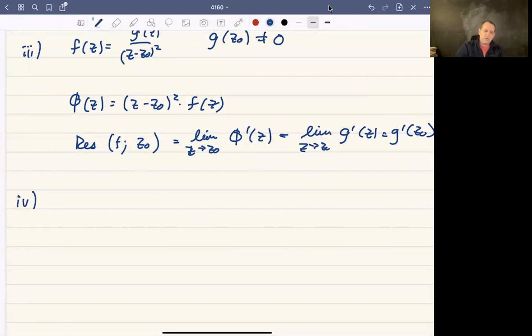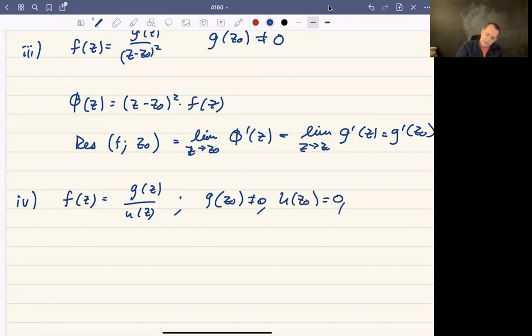There's one that I'm going to walk through the calculation for, and that's when f is g over h. The calculation really only works in this case when you have a pole of order 1. So here we're assuming that g of z naught is non-zero, h of z naught is 0, h prime of z naught is non-zero. In this case you're going to have a pole of order 1, because if the first derivative is non-zero but the original function is 0, that tells you that you have a 0 of order 1. So you can factor out a z minus z naught, and then everything else is nice at z naught.